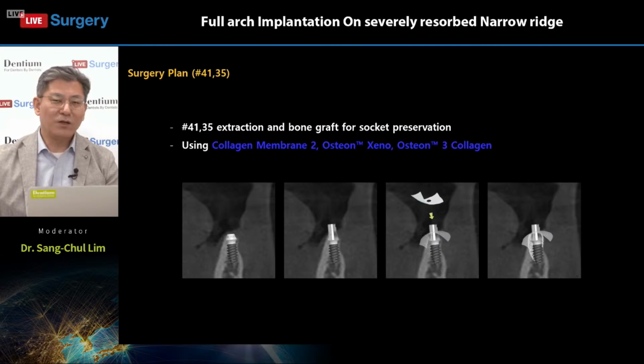At this time point, Dr. Chung is going to use Collagen Membrane 2, Osteon Xenograft, and Osteon 3 Collagen. All of these products are brand new from the Dentium company. So for getting a better result, we can use this kind of brand new product properly.